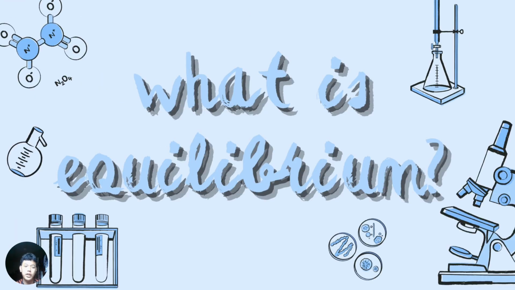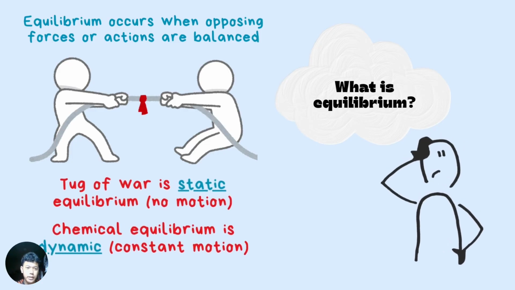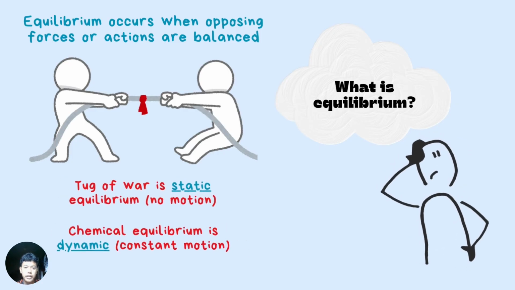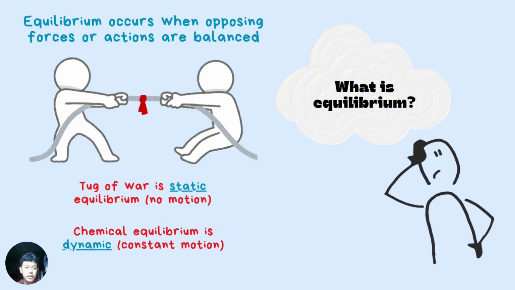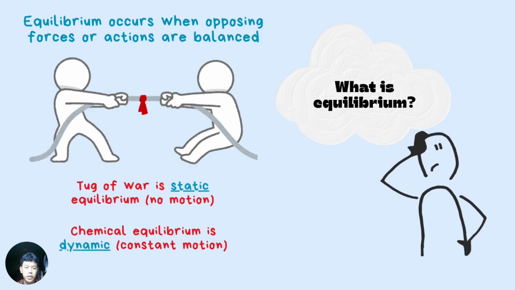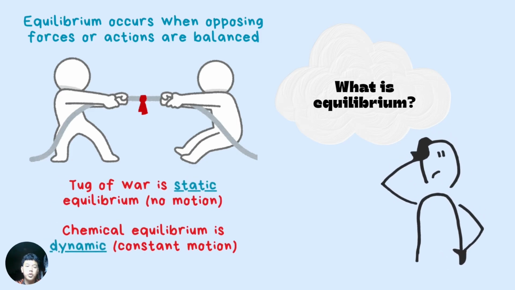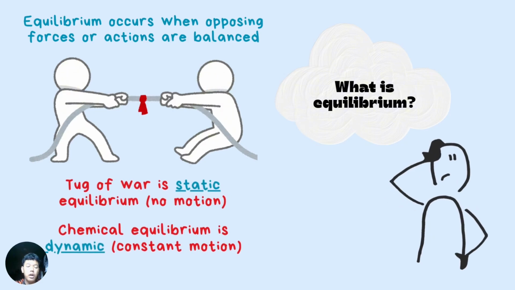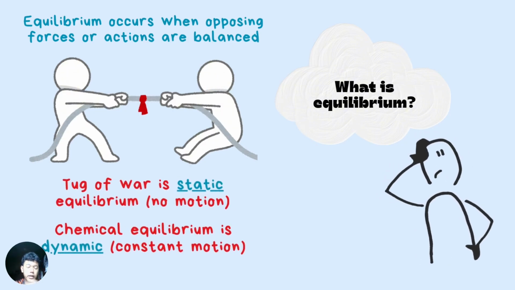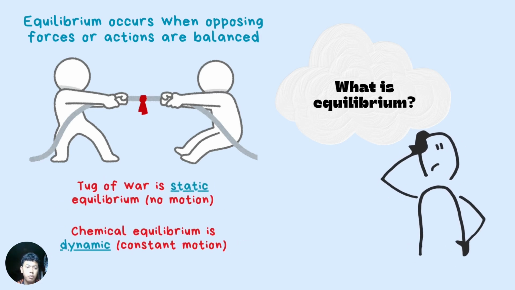So, what is equilibrium? Basically, equilibrium occurs when opposing forces or actions are balanced. We can take the example of a tug of war. Tug of war is static equilibrium, which is basically no motion. We can assume that the tug of war has a balanced force on both sides. So if both sides have the same balance of force, there's no motion going on.